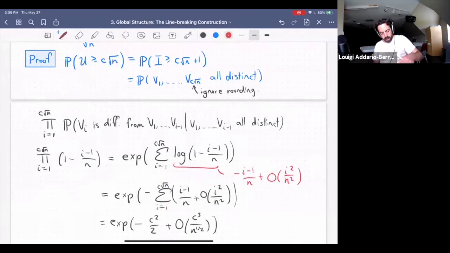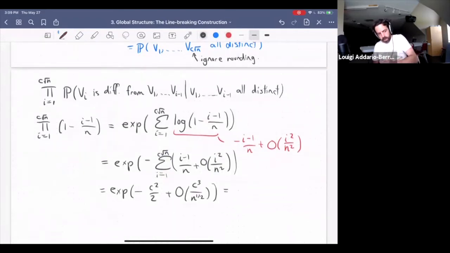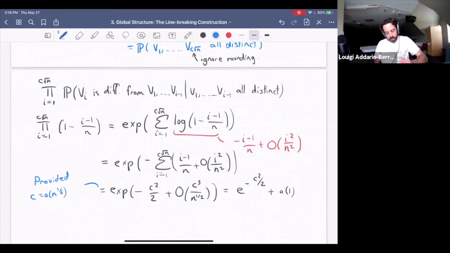So that's in particular e to the minus c squared on 2 plus little o of 1, provided that the error term there is little o of 1. And that's true provided that c is little o of n to the 6th, or in other words, that c root n is little o of n to the 2/3.